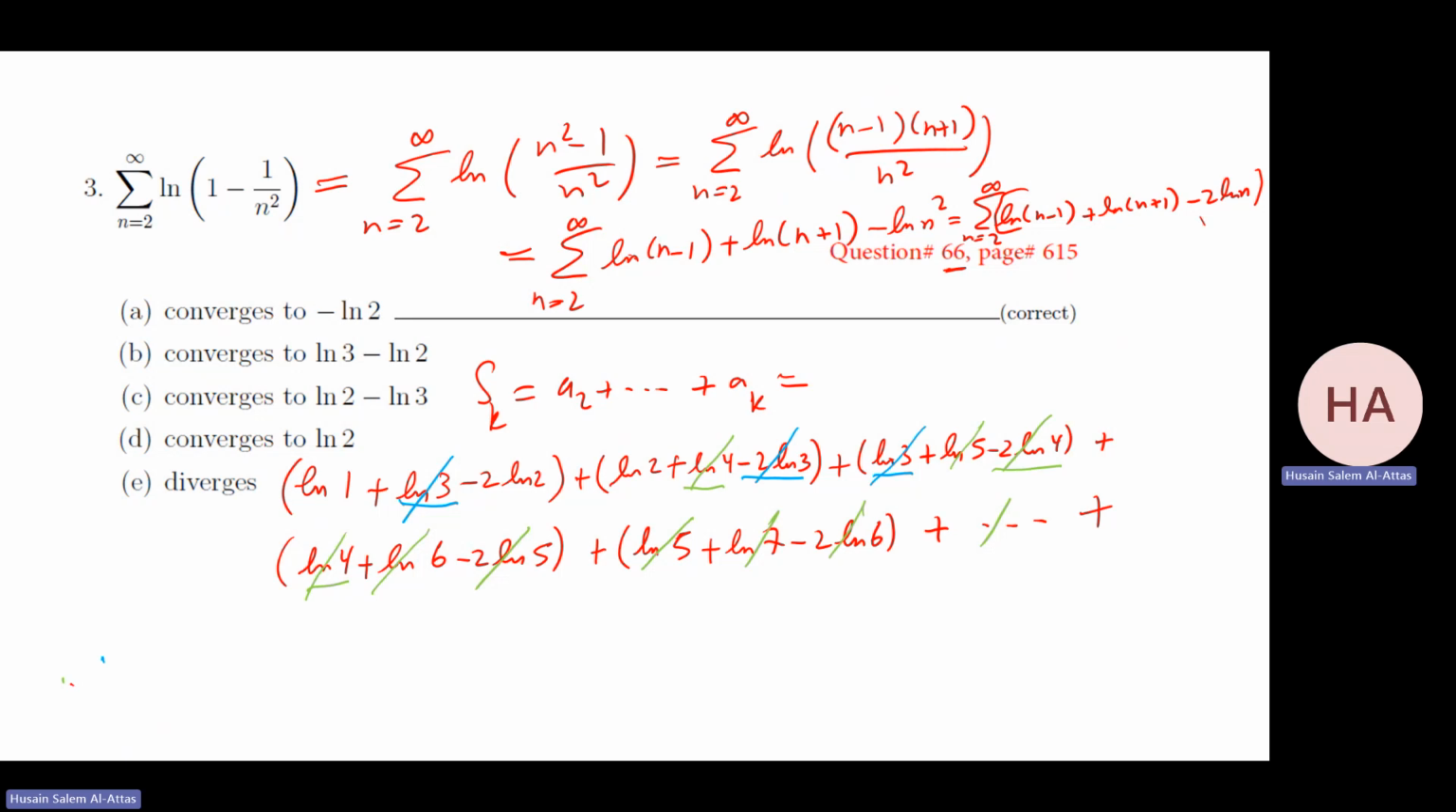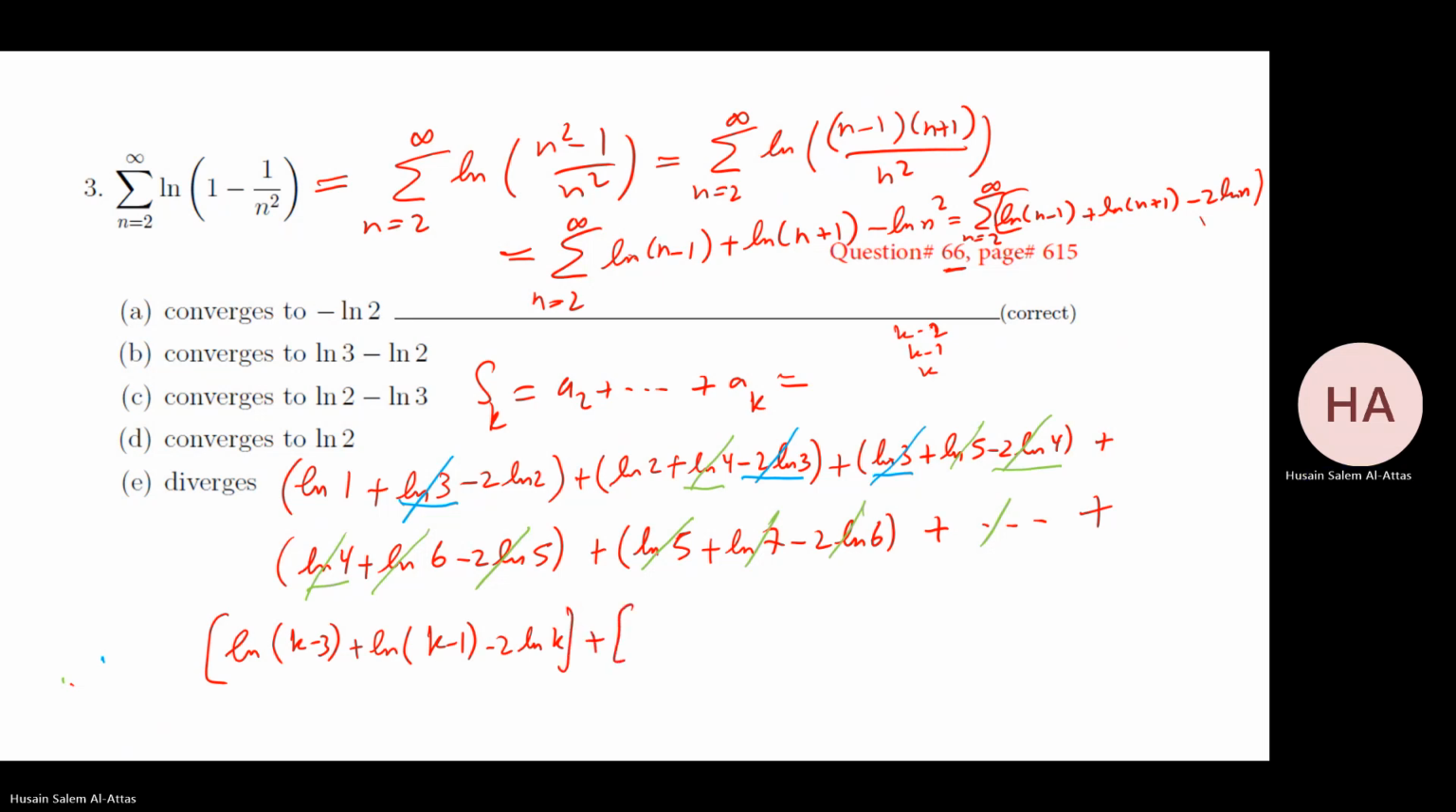Plus what? So I take n minus 2, let me say k minus 2, k minus 1, and k, the last 3. That will be what? Be careful. ln of k minus 2, I have k minus 3, plus ln with n plus 1, k minus 2 plus 1, that will be k minus 1, minus 2 ln k.